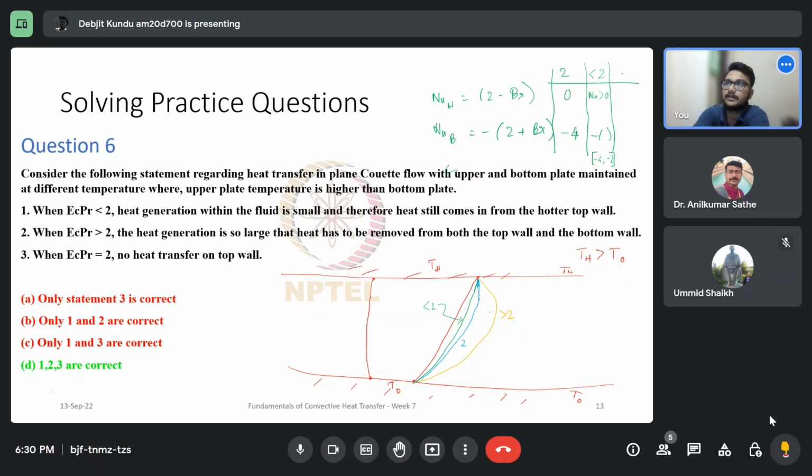And in the last case, where there is significant dissipation and the Brinkman number becomes greater than 2, the top wall value becomes negative, less than 0, which means heat gets transferred to the hot wall as well. And here also no limits can be put at the bottom wall, so it would be less than minus 4. It could go from minus 4 to minus infinity. That depends on how much dissipation is going on.